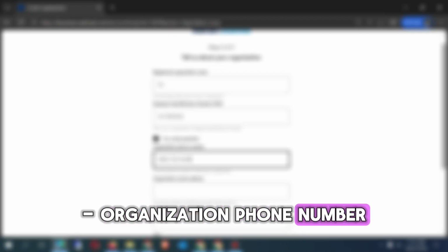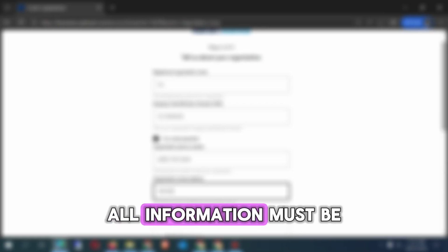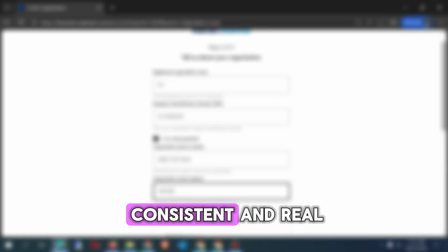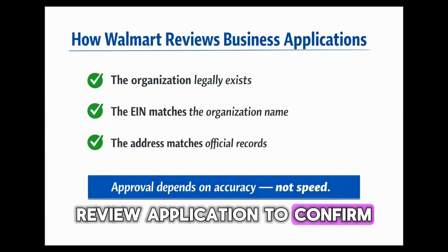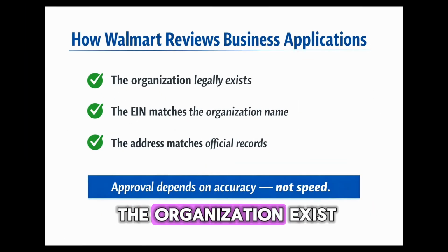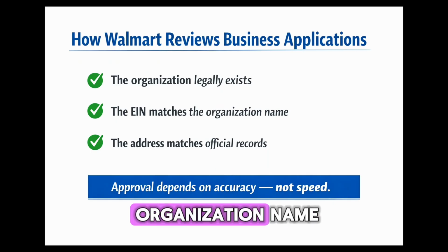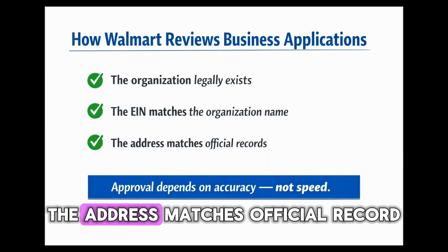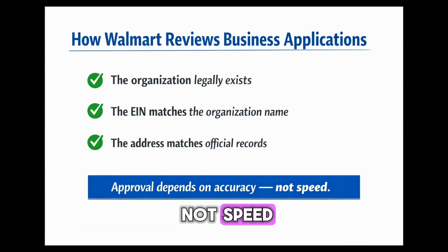Organization phone number, organization street address. All information must be consistent and real. Walmart reviews the application to confirm the organization exists, the EIN matches the organization name, and the address matches the official record. Approval depends on accuracy, not speed.